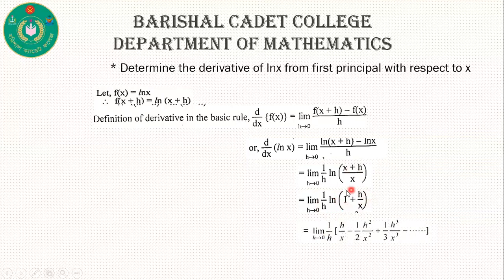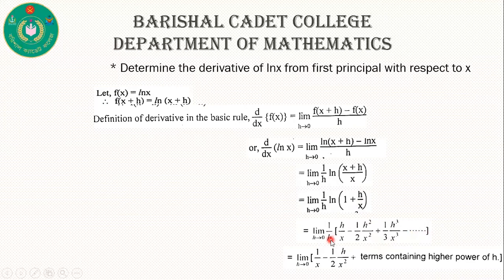We know the formula, this series: ln(1 + x) = x - (1/2)x² + (1/3)x³ - ... Applying this formula here, we can write the limit as h tends to 0 of (1/h) times [h/x - (1/2)(h²/x²) + (1/3)(h³/x³) - ...]. Here x means h/x.